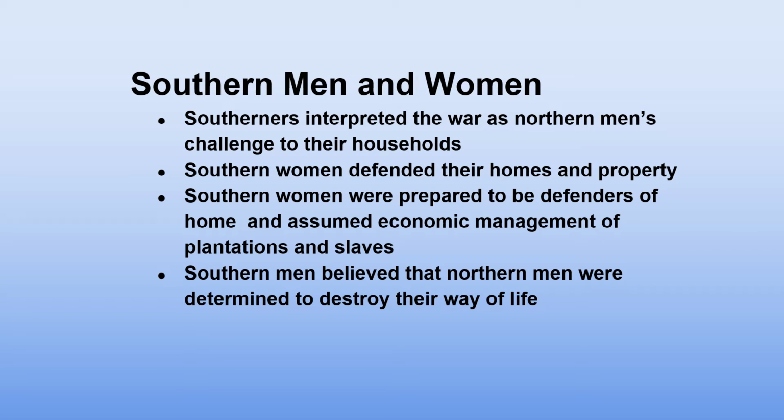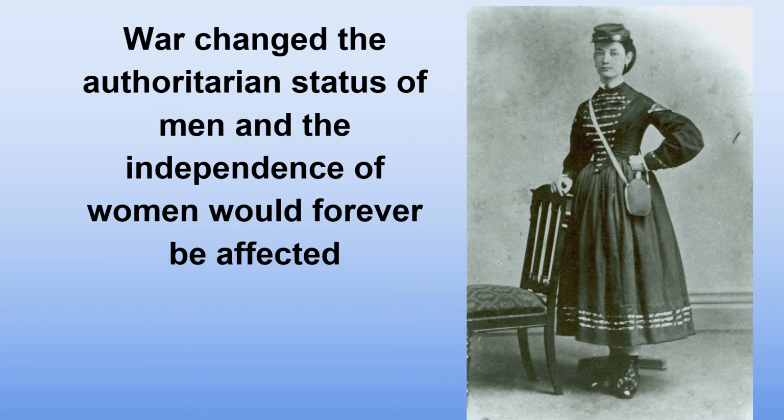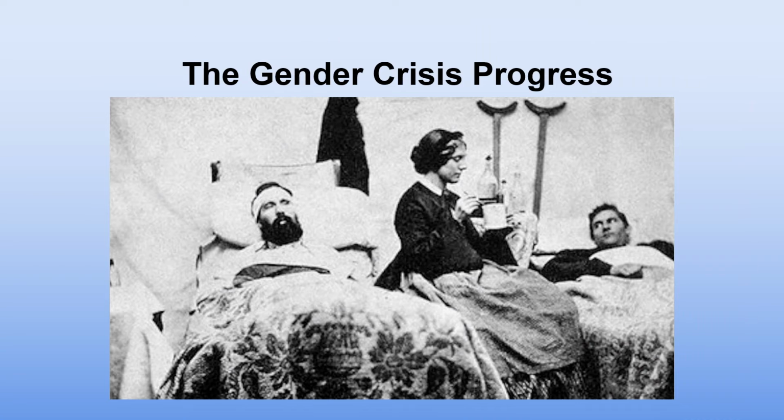Southern men and women. The Southerners interpreted the war as a Northern men's challenge to their households. Southern women also defended their homes and property. Southern women were prepared to be defenders of their home and assumed economic management of plantations and slaves. And Southern men believed that Northern men were determined to destroy their way of life. War changed the authoritarian status of men, and the independence of women would forever be affected.